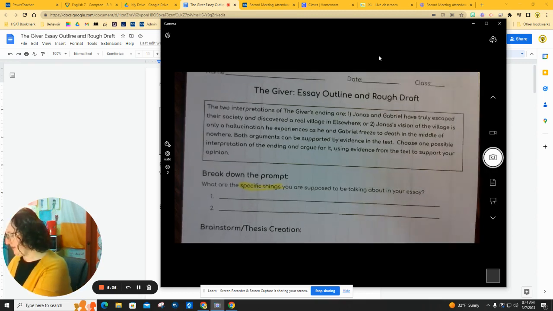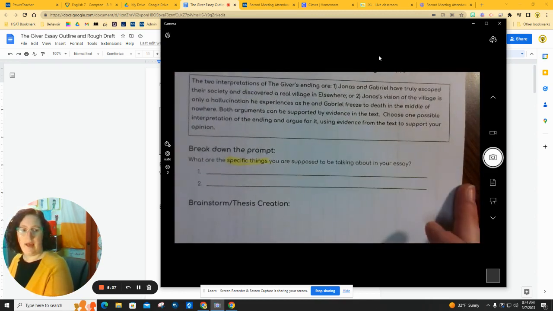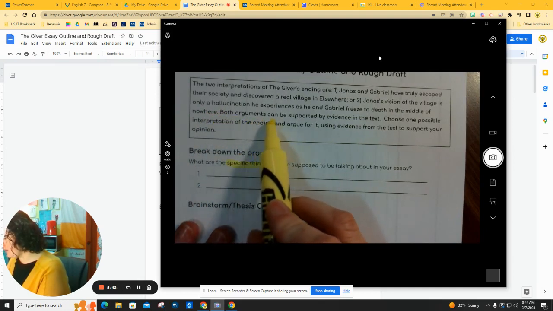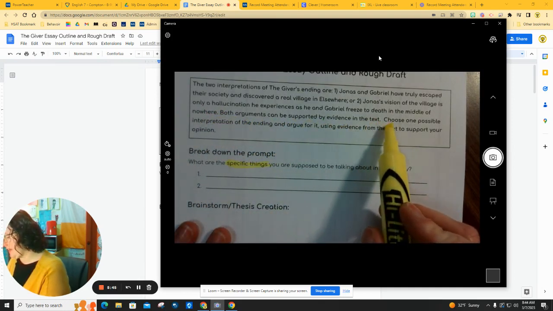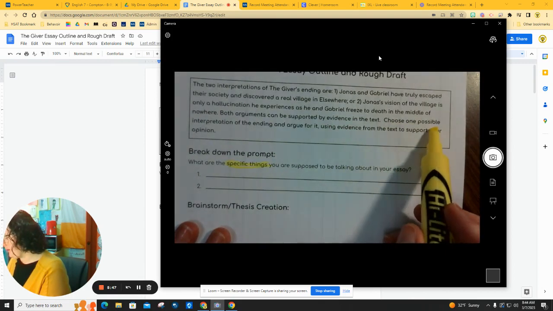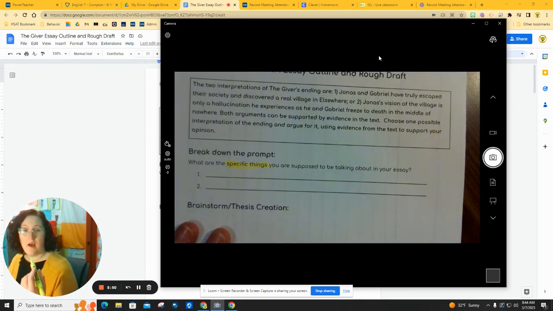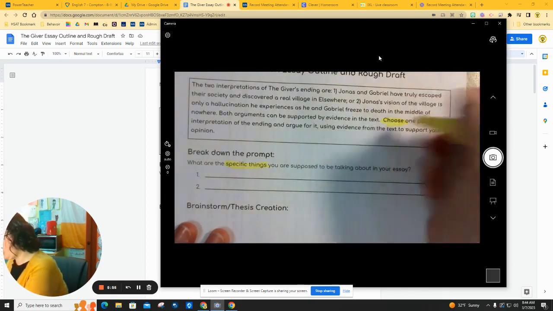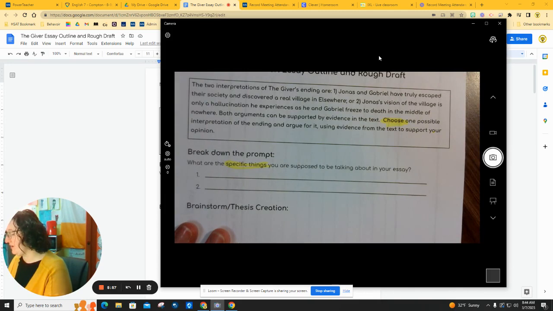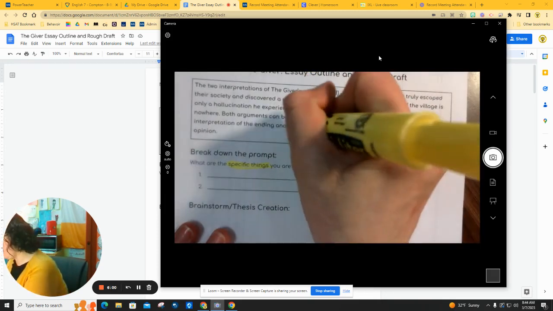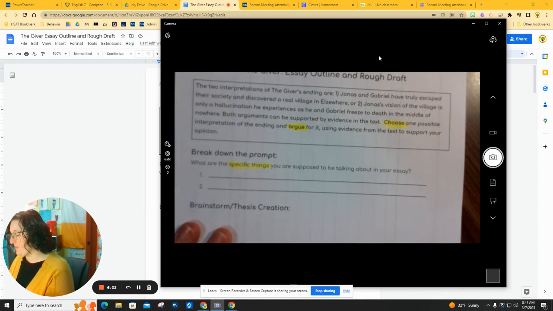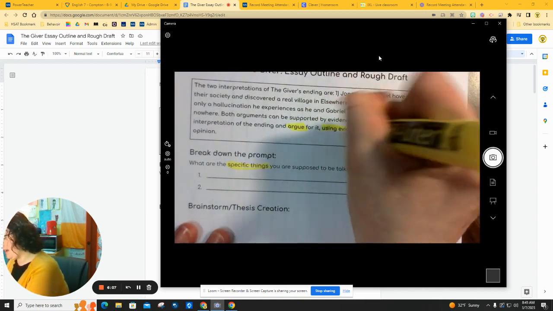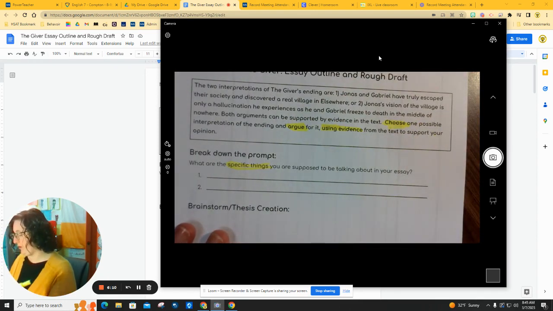So if I look at my last couple of sentences, both arguments can be supported by evidence in the text. Choose one possible interpretation and argue for it using evidence from the text to support your opinion. Choose, that's an action verb that's telling me to do something.